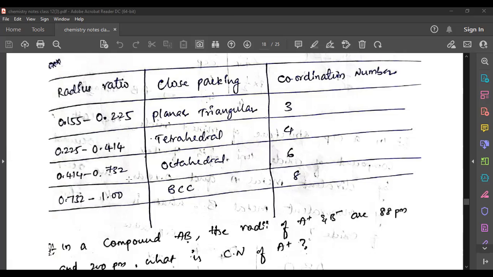So like this, you have to find out. For the radius ratio, what are the four different values? 0.155 to 0.225, that is planar triangular, and the coordination number will be 3. 0.225 to 0.414, that is tetrahedral, and the coordination number will be 4. 0.414 to 0.732, that is octahedral, coordination number will be 6. And 0.732 to 1, that is BCC, and the coordination number will be 8. This tabular column is very, very important.